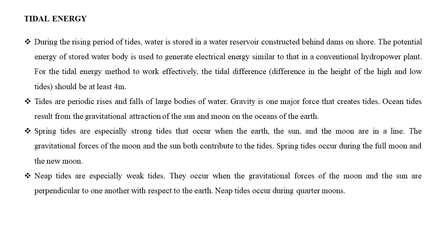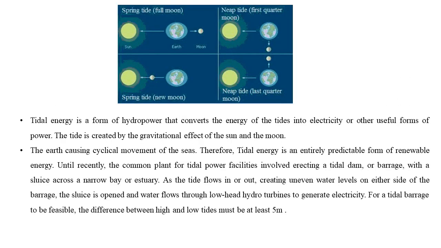Neap tides are especially weak tides. They occur when the gravitational forces of the moon and the sun are perpendicular to one another with respect to the earth. Neap tides occur during the quarter moons.